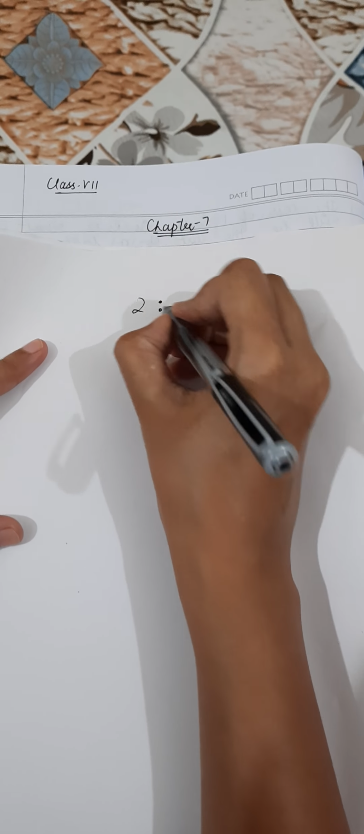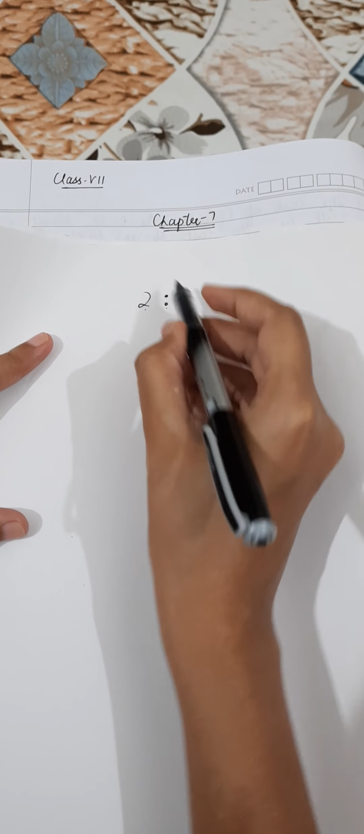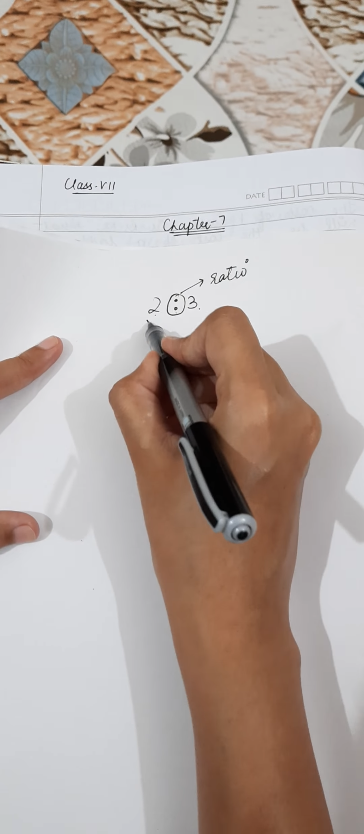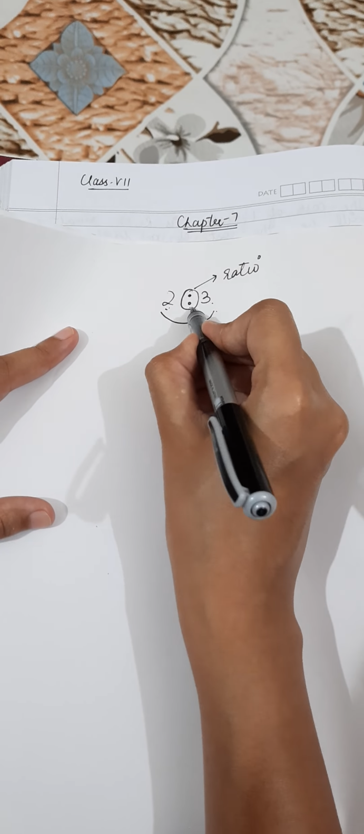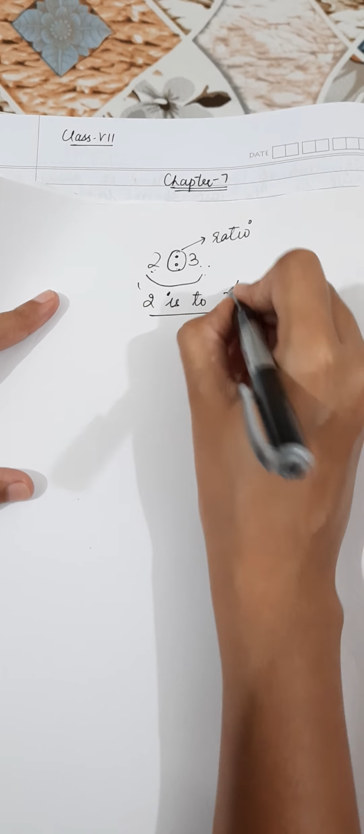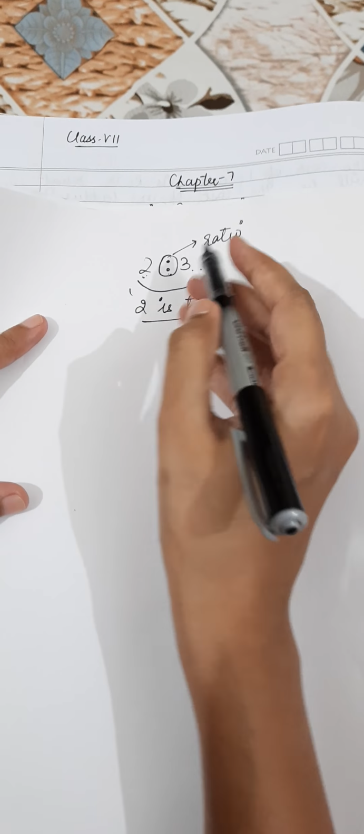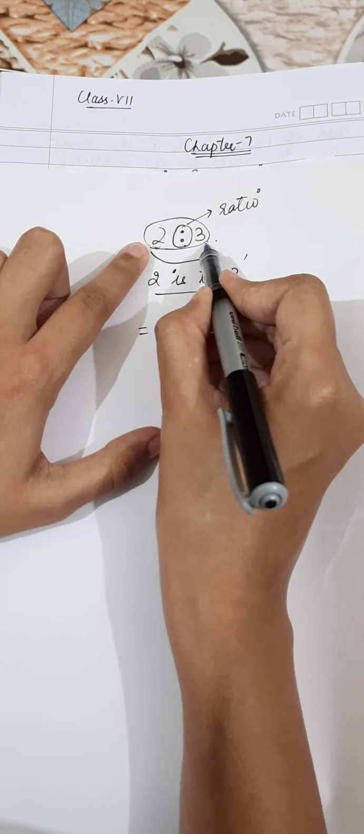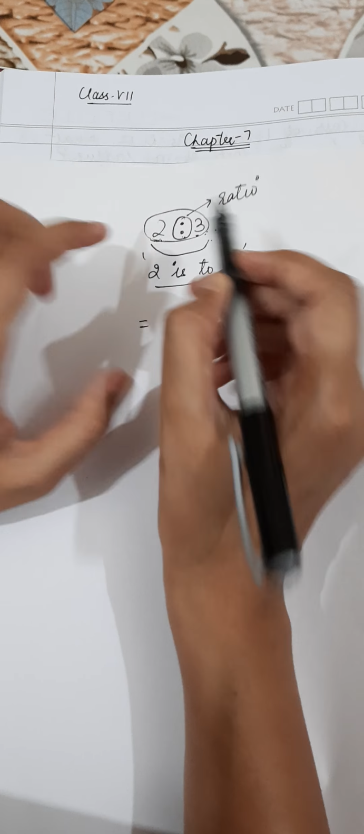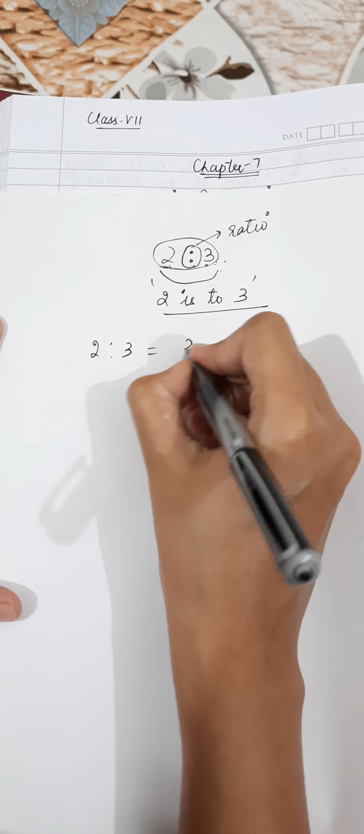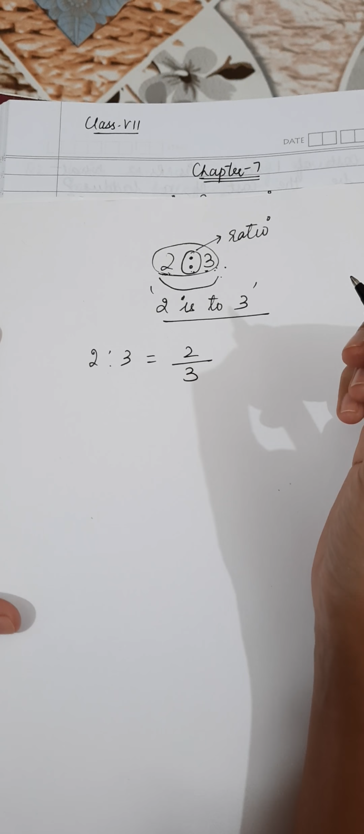I am going to write them in the ratio 2:3. This sign is the sign of ratio. I am going to pronounce this as 2 is to 3. And the second thing is, if I write this, it means that these two values are being compared while being in division. 2:3 I can write as 2 divided by 3.